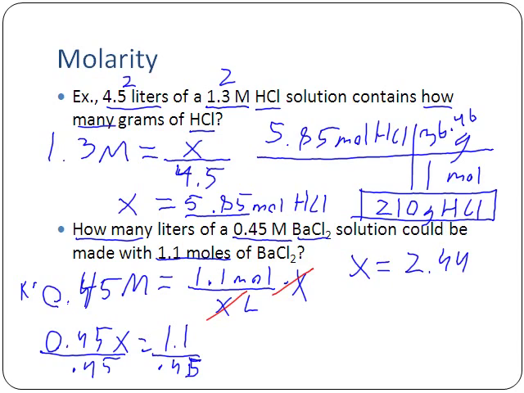Significant figure-wise, taking a look, we have how many liters of 0.45 molar? That's got two significant figures. Or made with 1.1 moles, that's got two significant figures. So our answer should be rounded to 2 sig figs. And so in this case, we would get 2.4 liters of our solution as our final answer. That's how you'd go about using molarity.